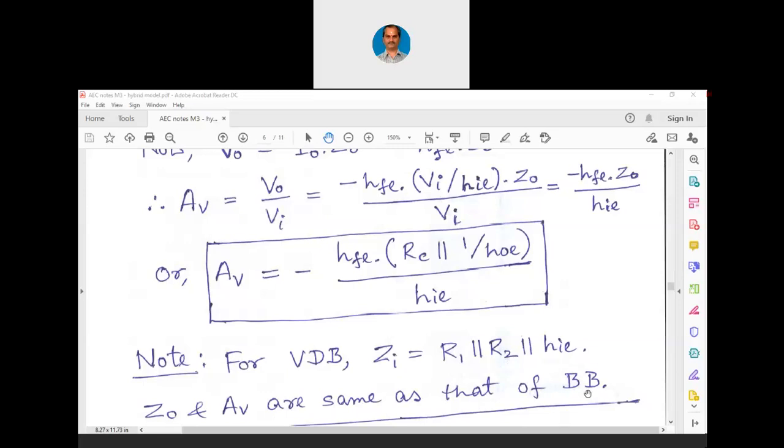Why? Because as far as the output side is concerned, we have an emitter resistor connected with the bypass capacitor. So that emitter resistor will be excluded from the small signal analysis. So you will have the same circuit as that of the base bias circuit at the output side.